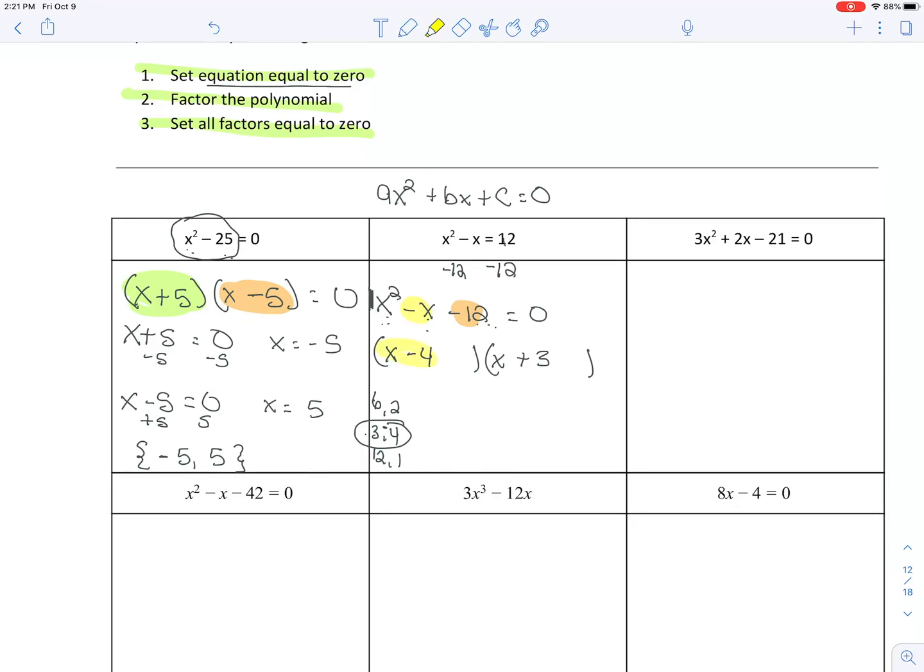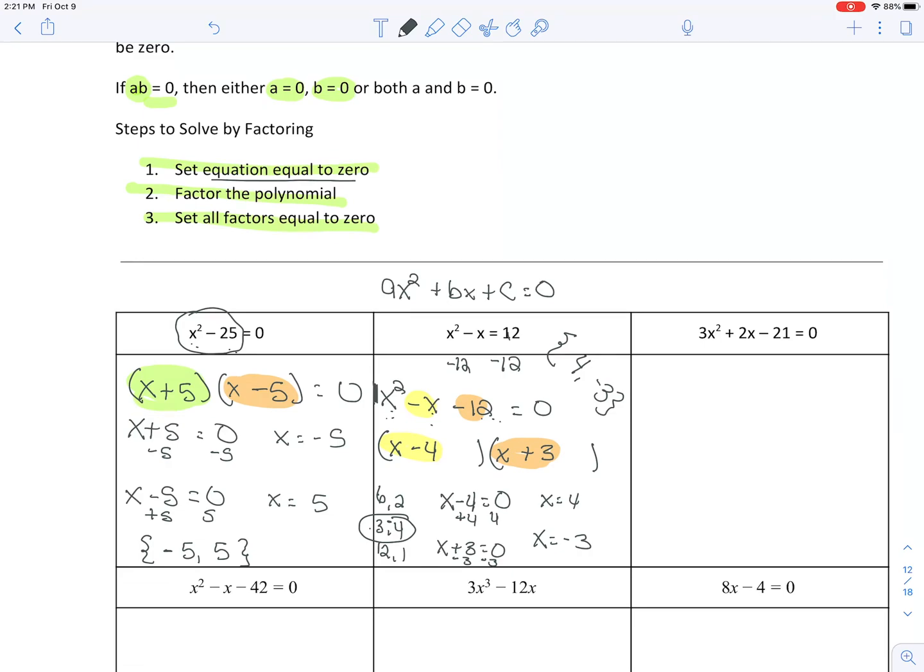Once again, I set one factor equal to 0, and the other factor equal to 0 as well. So I get x minus 4 equals 0 and x plus 3 equals 0. Solving that, I get x equals 4, and subtracting 3, x equals negative 3. So my solution set is 4, negative 3. Generally I write the negative 3 first, but there's no absolute right or wrong way of doing that.